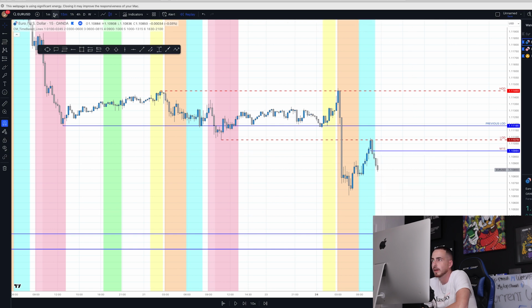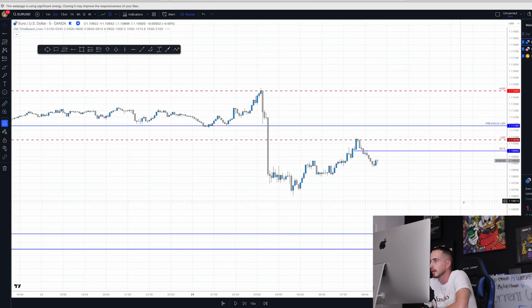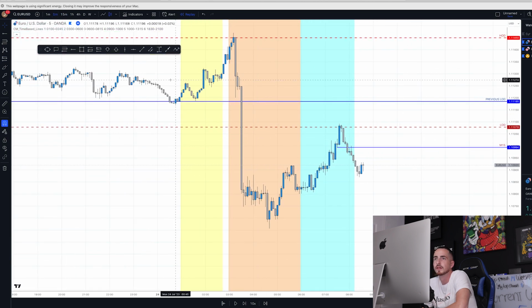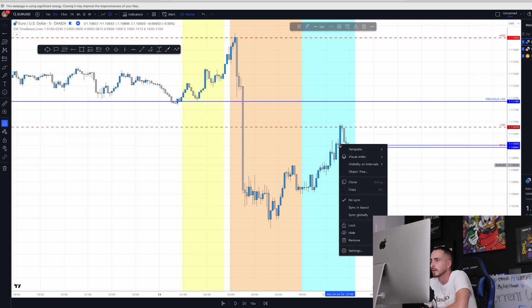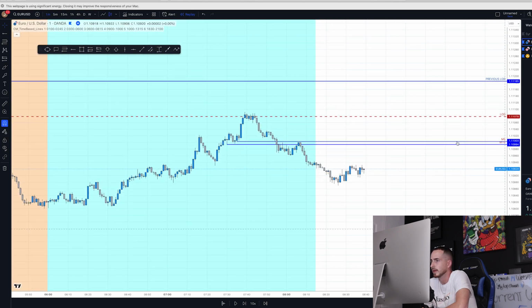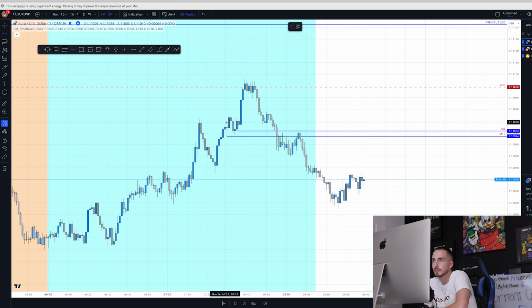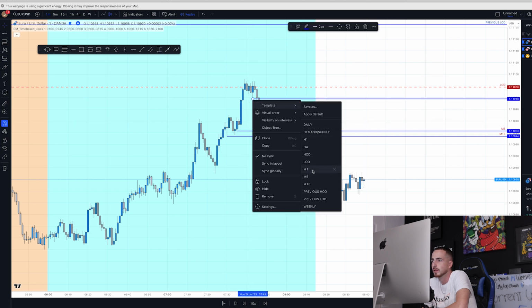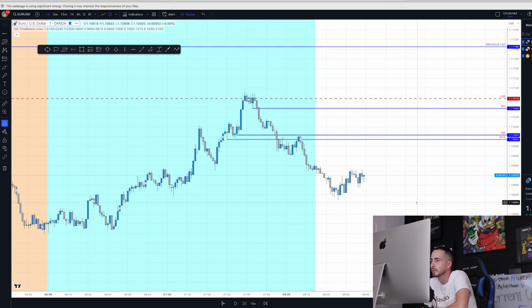And then we go to M5 and we have this area right here, M5 supply right here, and then we go to M1. We have an M1 supply right here as well. So we have these 3 time frames in confluence right here. Now this day there was news. I think it was at 10 o'clock.